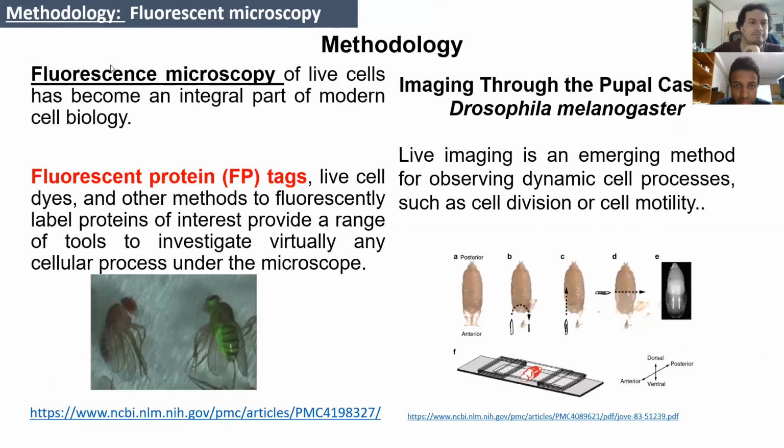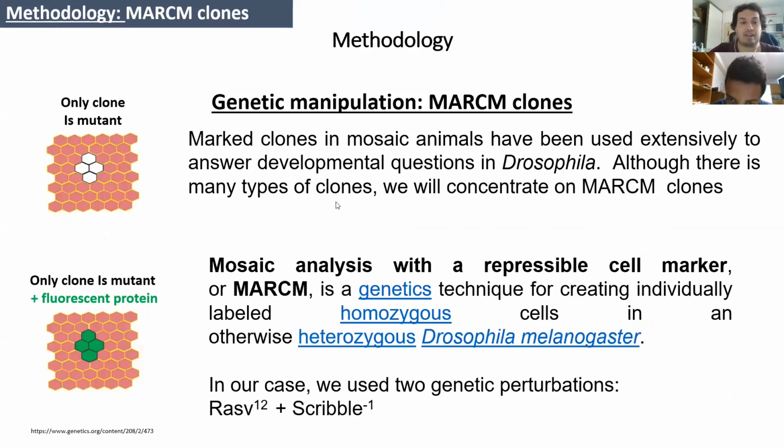If you want to know more, here there's more information about fluorescent proteins. What I did is I didn't have to open the pupae. I just have to put it like this in a slide in the microscope and see them develop. And here they will tell you this is a normal clone, and the Markov clone will have a fluorescent protein, so we can see it.